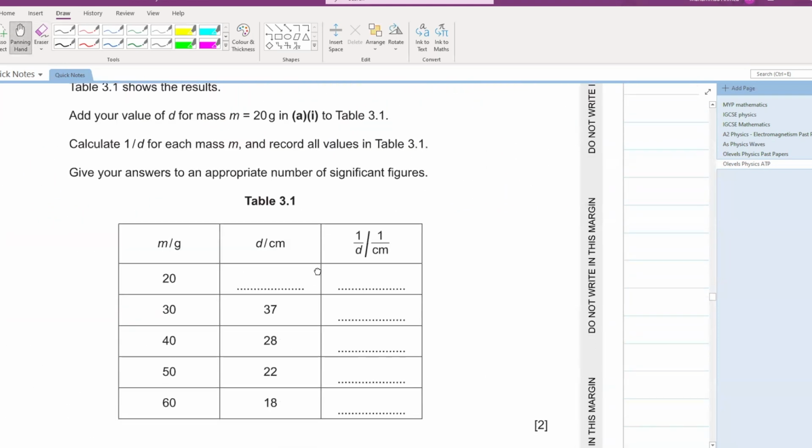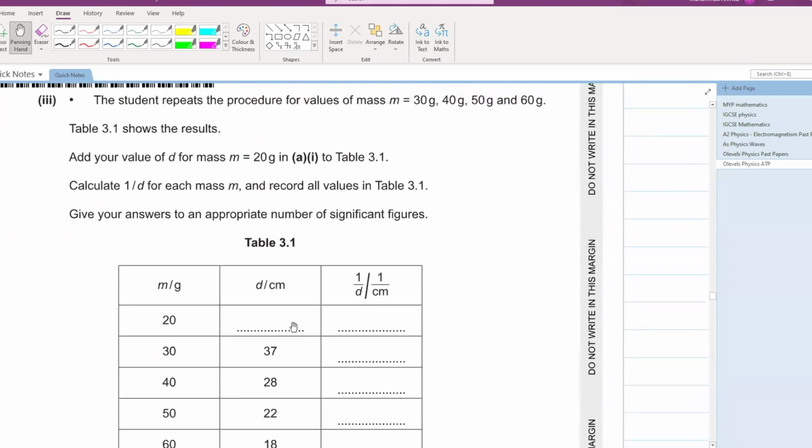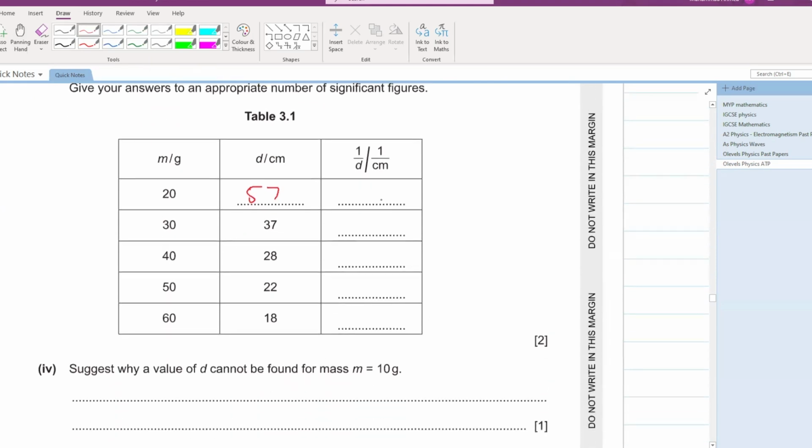Let's further move ahead. The student repeats the procedures for values of mass m equal to 30, 40, 50, and 60 grams. Perfect. Table 3.1 shows the results. Add your value of d when m is equal to 20 gram. What was the value of d? 57. Perfect. Calculate 1 over d for each mass and record all the values in table 3.1. Give your answers to an appropriate number of significant figures.